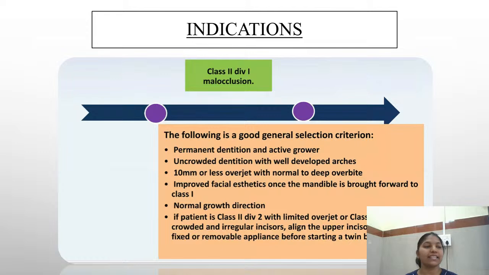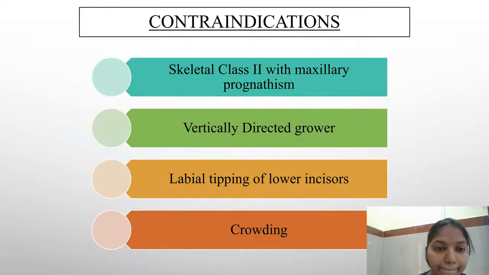Indications of twin block. The major indication is class 2 division 1 malocclusion, where the patient has permanent dentition, is an active grower, has uncrowded dentition with well developed arches, increased overjet of 10 or more than 10, and the patient should have the normal growth direction, horizontal growth. Contraindication: the twin block is contraindicated in the skeletal class 2 with maxillary prognathism, in the vertically directed grower, in the labial tipping of the lower incisors, and in the crowding cases.